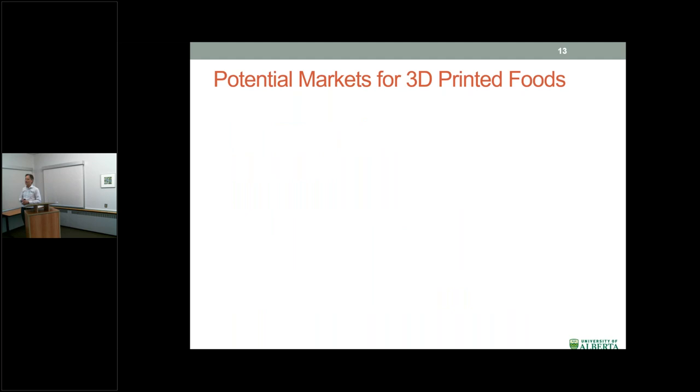So what are the potential markets for 3D printed foods? The one that's really, I think, definitely seems to have the hold on it right now is in the confectionery side. Definitely 3D printed chocolates you can buy online. Same with candies, gummies, you name it. Bakeries, also one. And in this case, you're basically 3D printing dough.